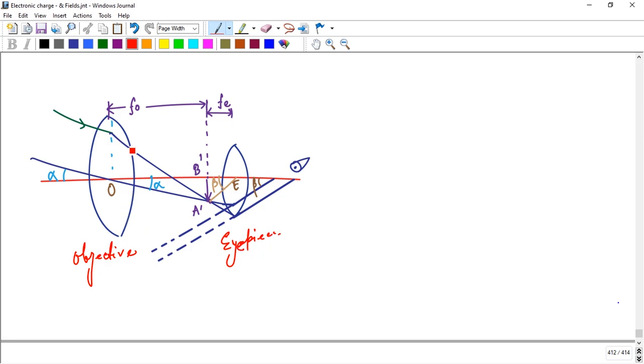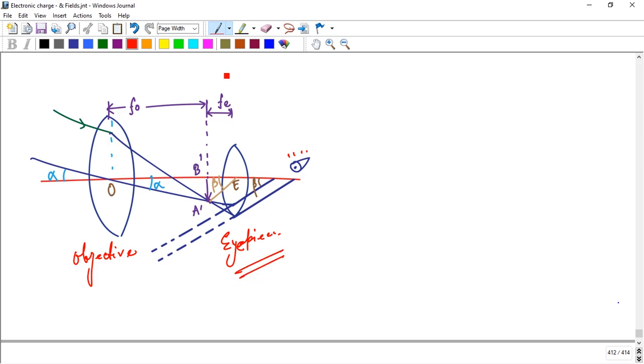Why are these called objective? Because on the left side, in front of the lens, we have an object. And there's the eyepiece. Why? Because we place our eye here and see the image. So that's why this lens is called the eyepiece. Here the objective aperture is much greater than the eyepiece aperture.